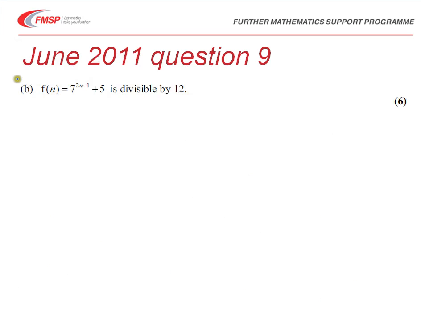Right, the second part of this question then was the final type of induction proof that we need to consider. That is one of divisibility. The same process: n equal to 1, the base case. Then we get 7 to the power of 2 minus 1 plus 5, which is equal to 12, which is obviously divisible by 12, so it's true for n equal to 1.